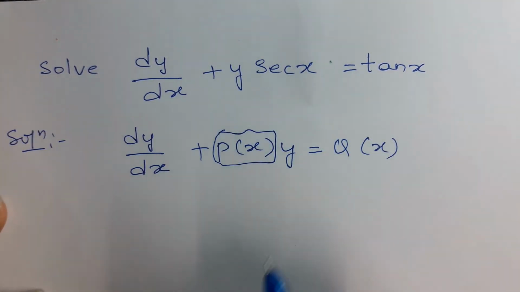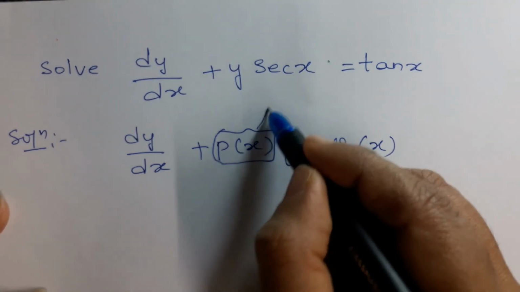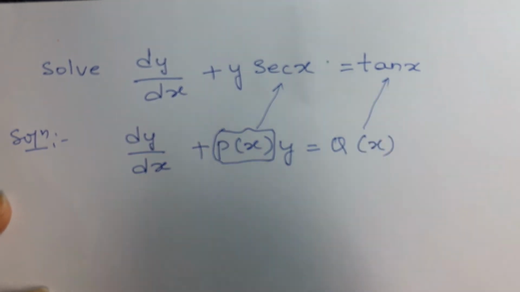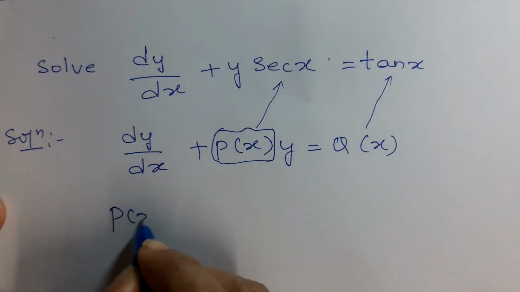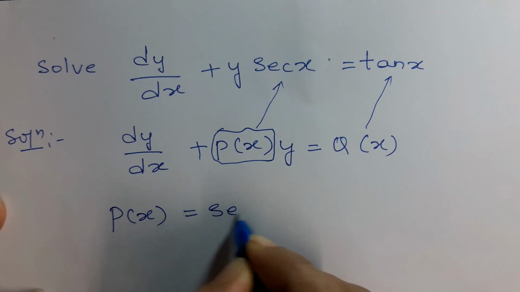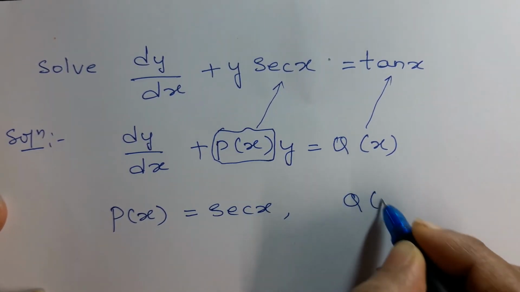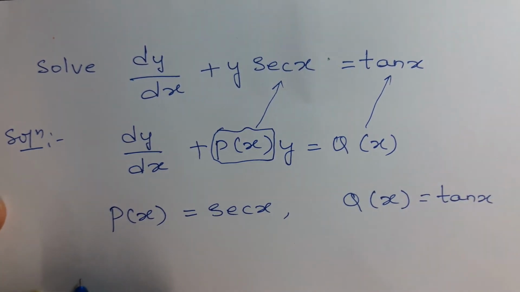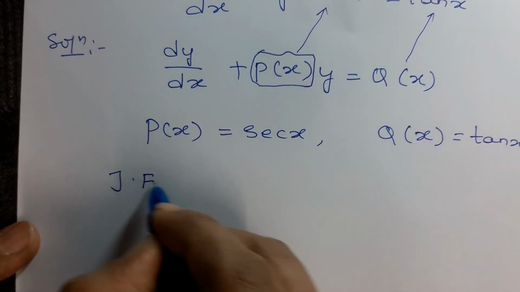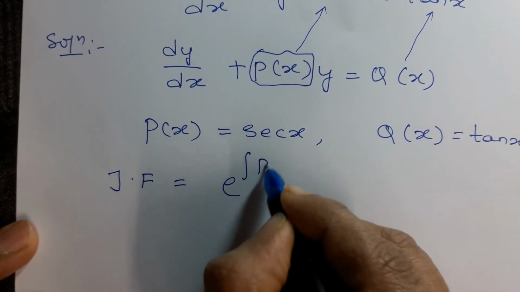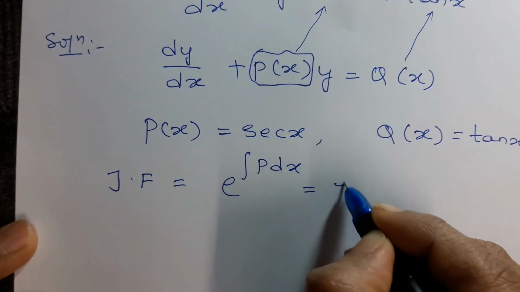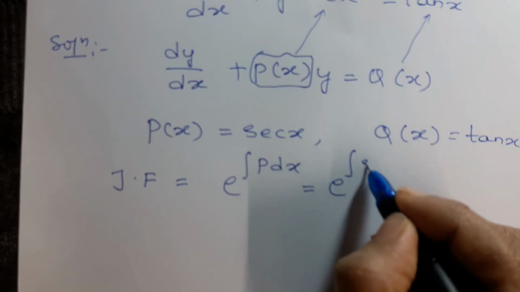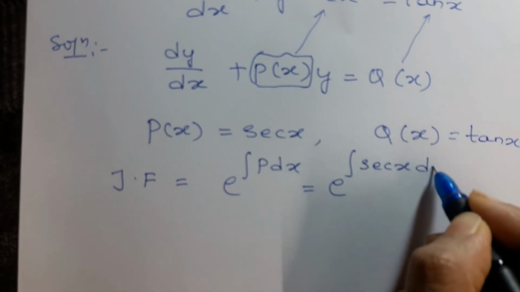You can write the value of p of x just by comparing. What is the value of q of x if you compare? So p of x will be secant x. Okay. So what is q of x? Q of x will be tan x. Okay. So now I will find out the integrating factor. It is e to the power of integral of p dx, right? Just now I have explained to you. So therefore, e to the power of integral of secant x, with respect to x you are integrating.